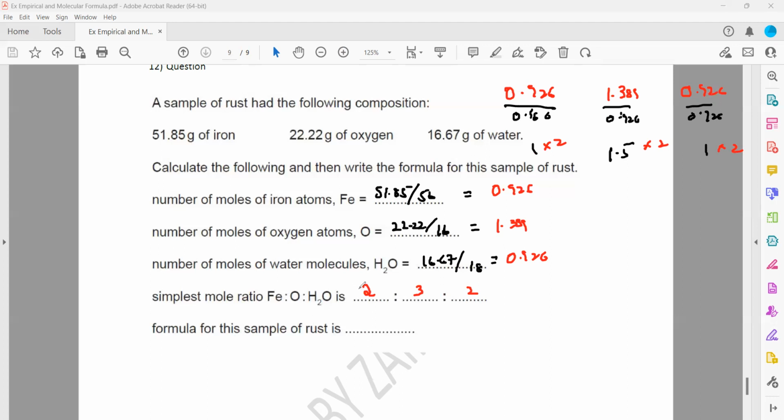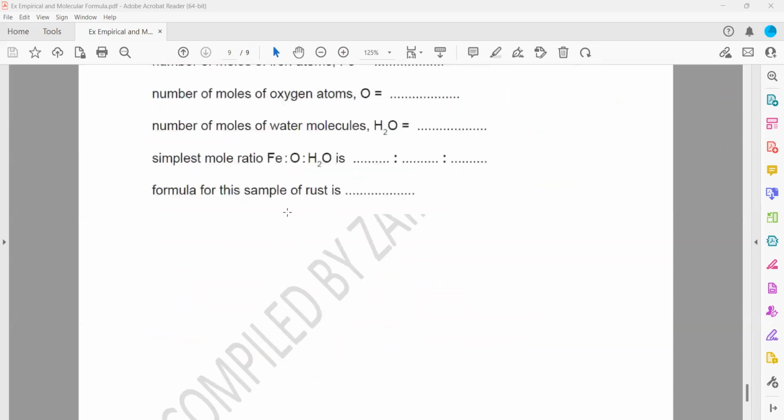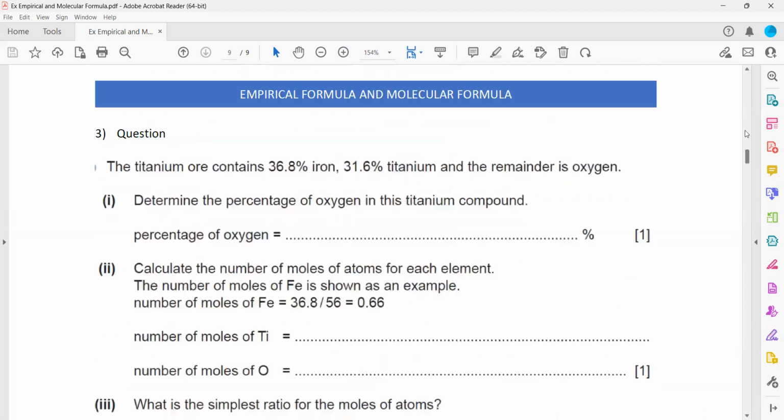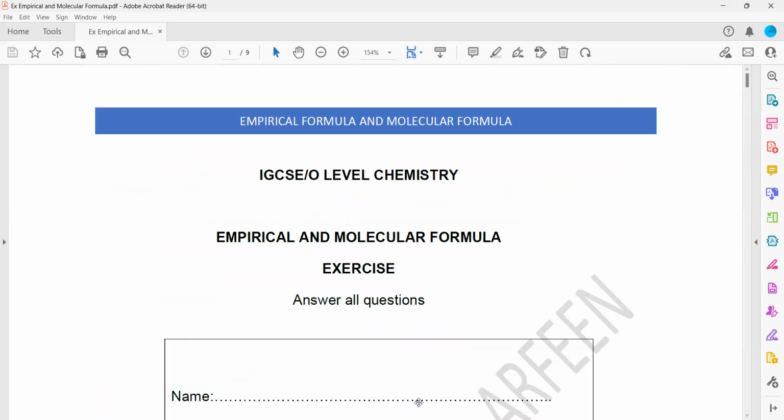And what is the formula of the rust? It contains 2 iron, so we write Fe2. It contains 3 oxygen, so we write O3. And it contains 2 water molecules, so 2H2O. That's the formula for rust, which is hydrated iron(III) oxide. Is it clear, this one? That was the last question from this exercise, empirical formula. Any question or doubt?